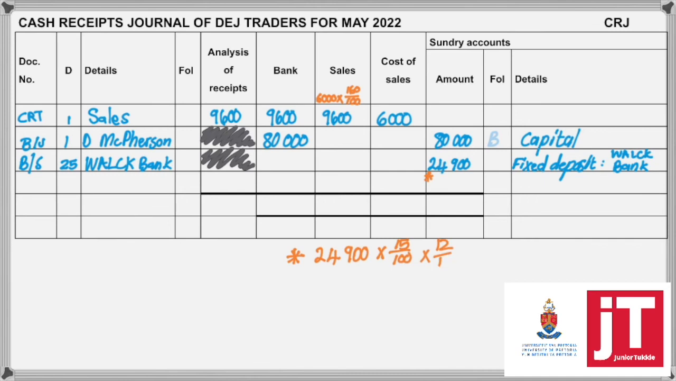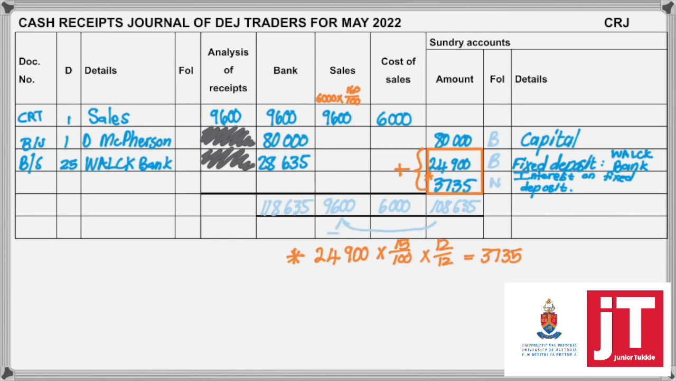So the 24,000 times 15% times 12 over 12 for the year gives us 3,735 Rand interest on fixed deposit. And then I have to work back and see, okay, the total that was deposited was the 24,900 plus the 3,735 Rand. Remember, your fixed deposit is a balance sheet account, and interest on fixed deposit is a nominal account because it's an income.